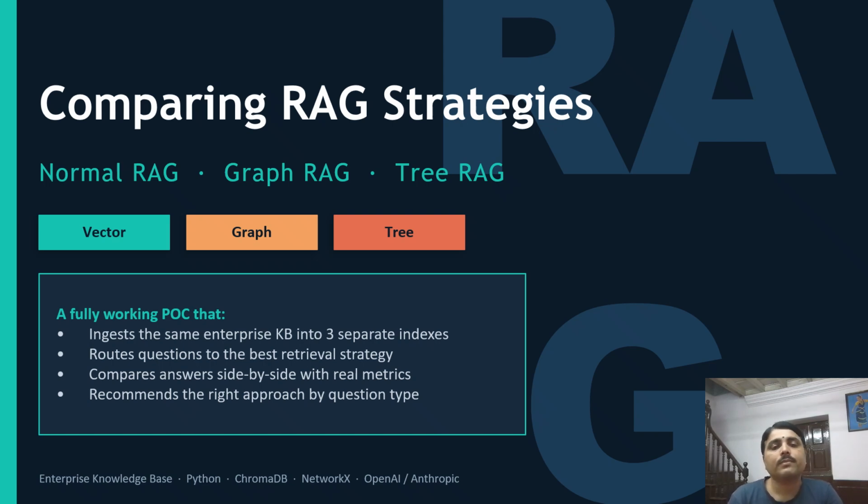Welcome, one and all. This POC was built to answer a real question that every AI team faces. Which retrieval strategy should we use? And does the answer change depending on what the user is asking? The three chips at the bottom, vector, graph, tree, correspond to the three parallel pipelines we built. Everything uses the same source documents, the same LLM, and the same evaluation metrics, so the comparison is fair.